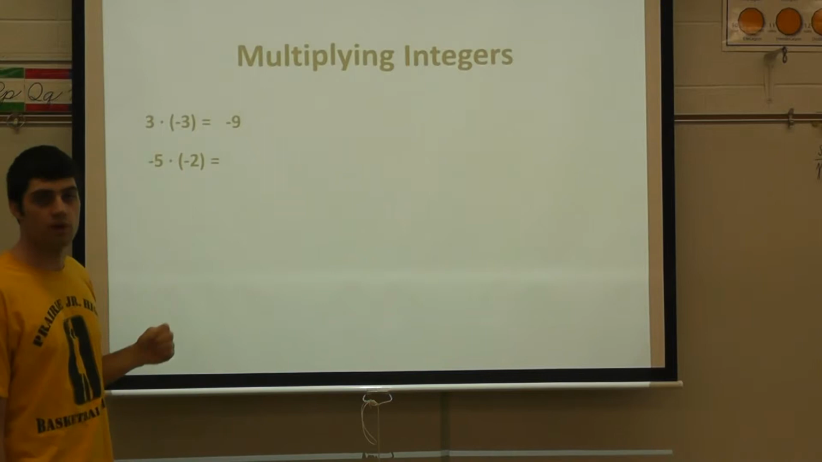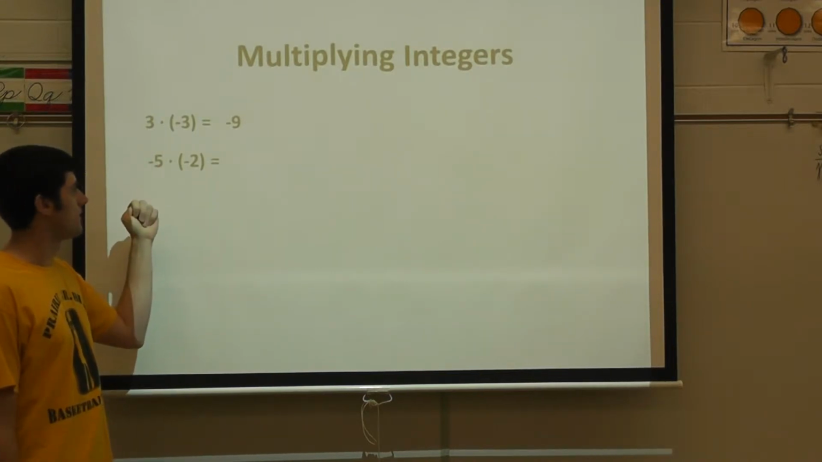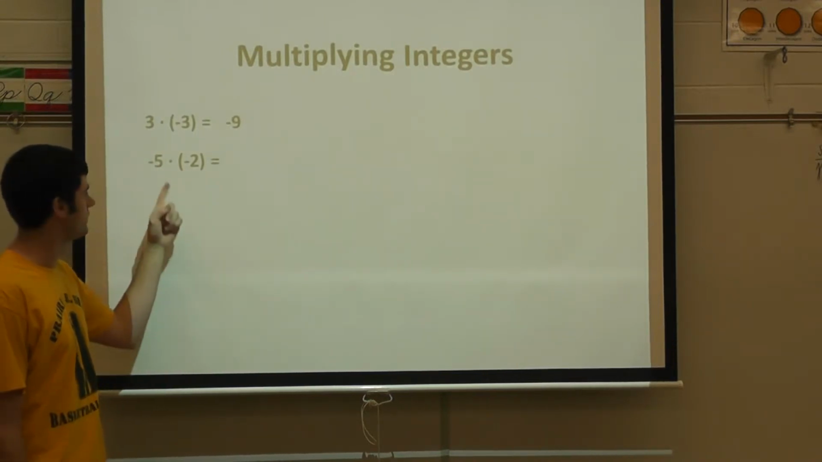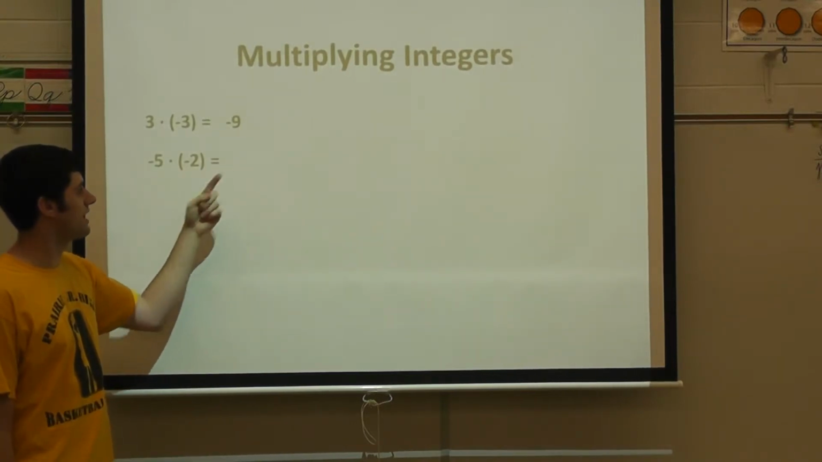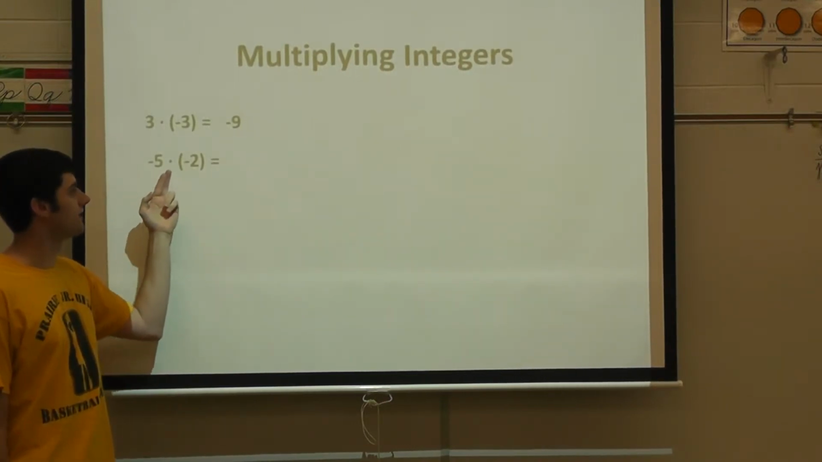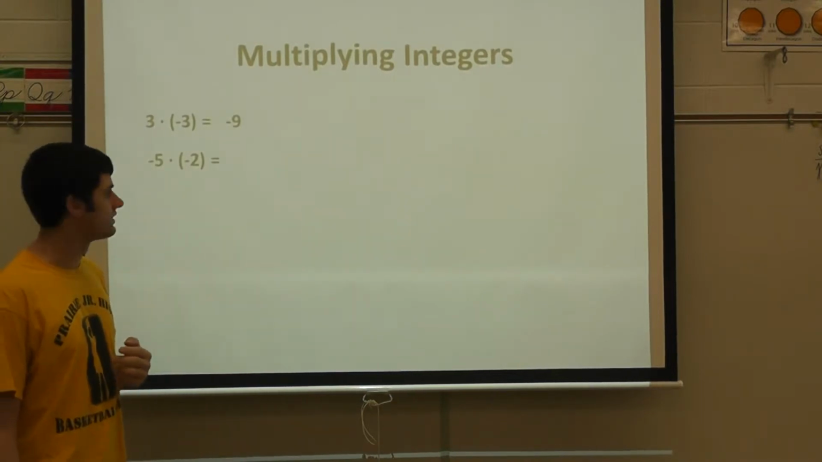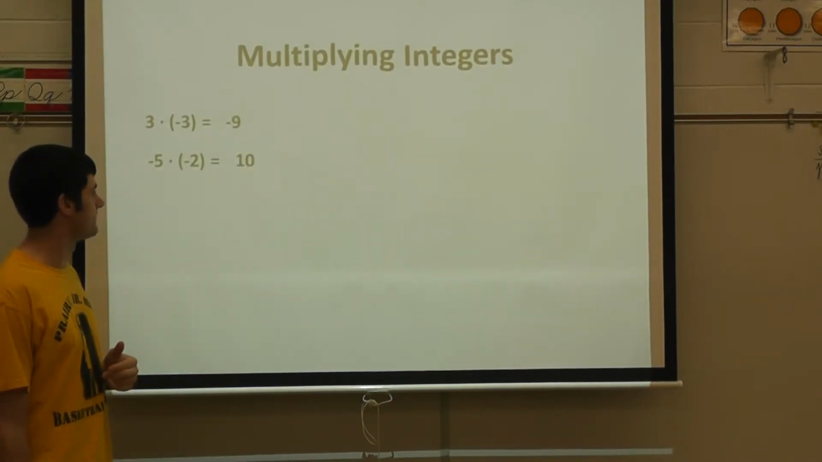Let's take a look at another one. In this problem, I'm going to multiply my 5 times 2 first. 5 times 2 would be 10. A negative times a negative would be positive. So a negative 5 times the quantity of negative 2 is going to equal positive 10.